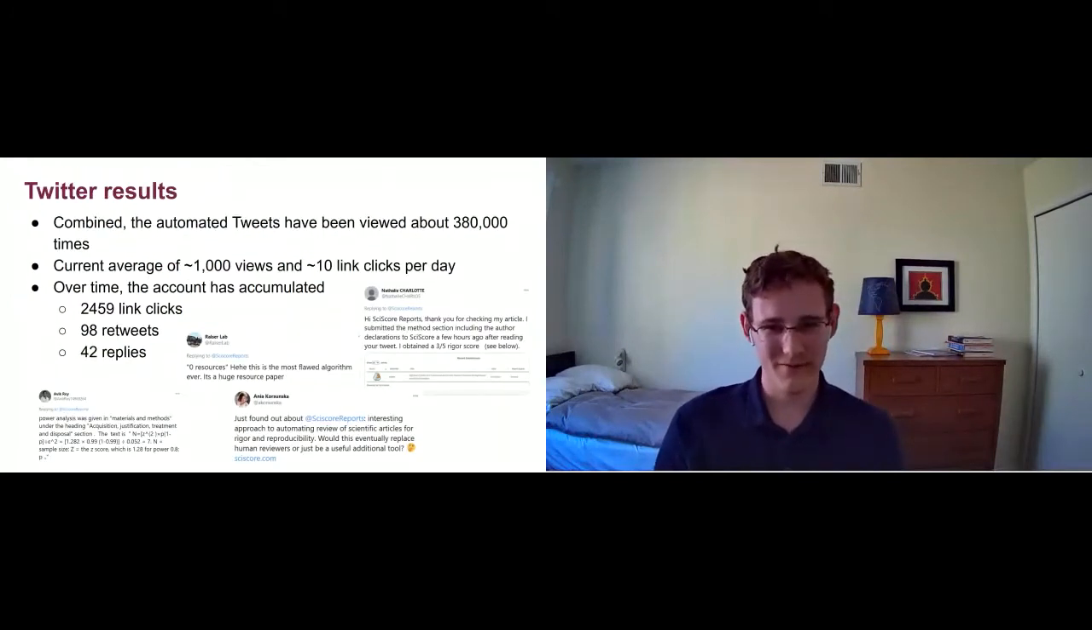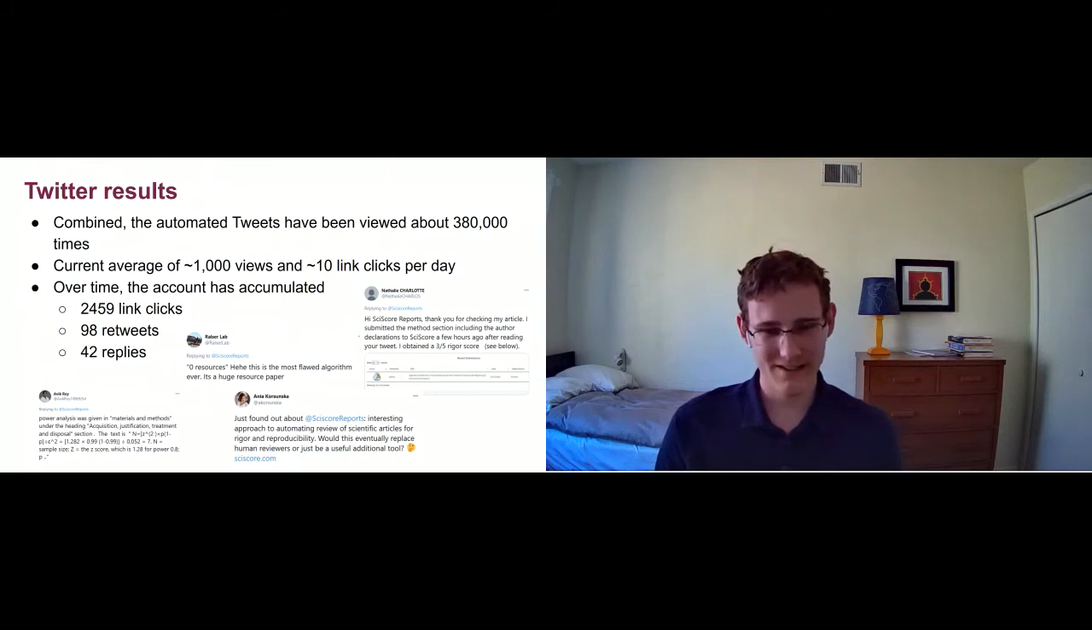And in terms of what we saw from Twitter, the automated tweets have been viewed about 380,000 times. They currently average about 1,000 views and 10 link clicks, which is people clicking in to see the reports, per day. And over time, the account has accumulated 2,500 link clicks, about 100 retweets, and 40 replies.